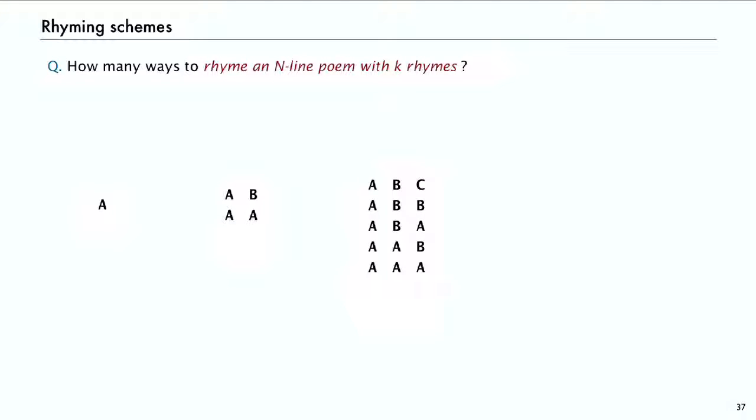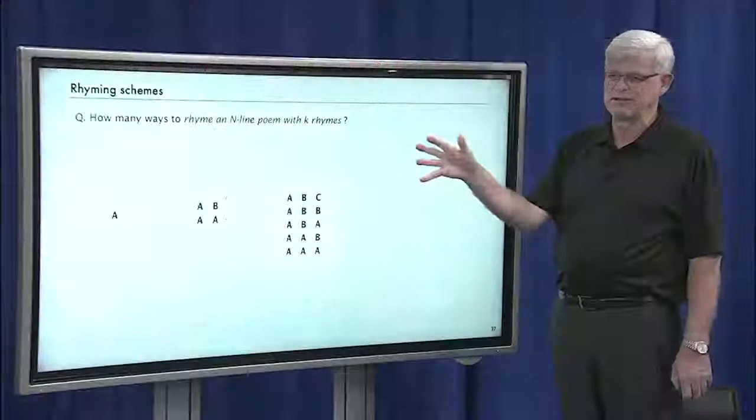If it's 3 lines, well, you could have ABC, nothing rhymes, or you could have ABB, the second 2 rhyme, or you could have ABA, or you could have AAB, or you could have AAA. But there's lots of strings of 3 letters that aren't here. Well, the first one's always got to be A. The second one's got to be either A or B. And then the third one can only be C if the first 2 are A and B, and so forth. So you can think a little bit about what the constraint is here.